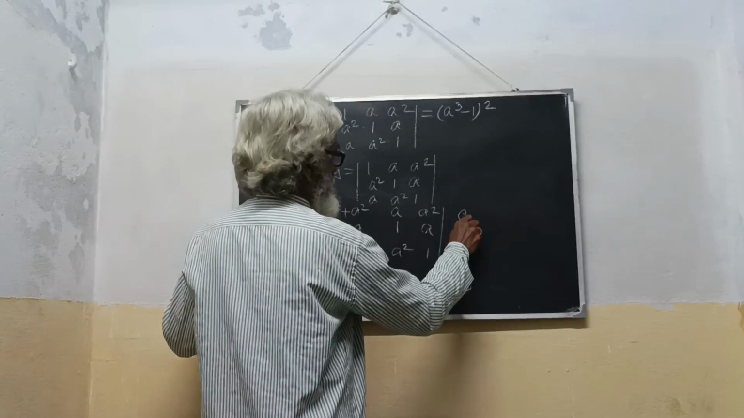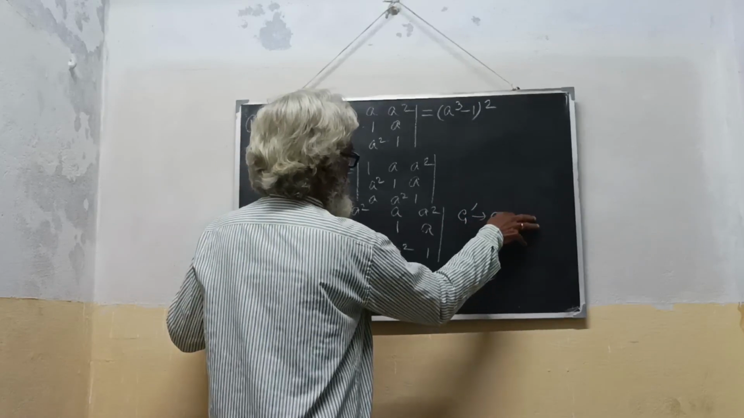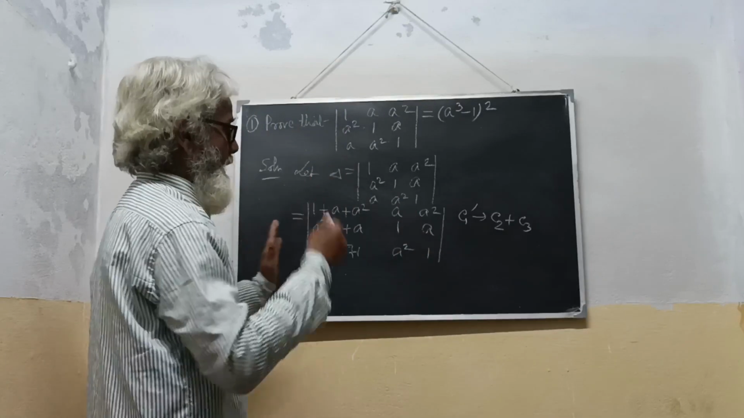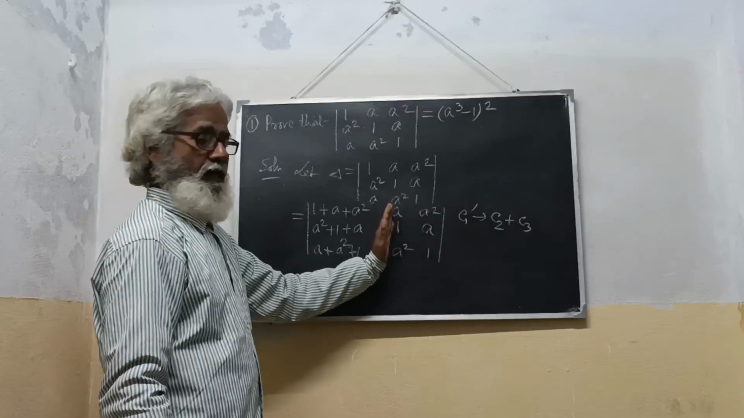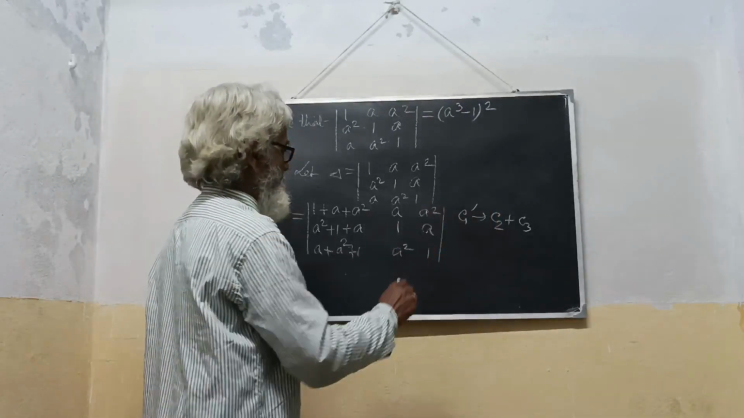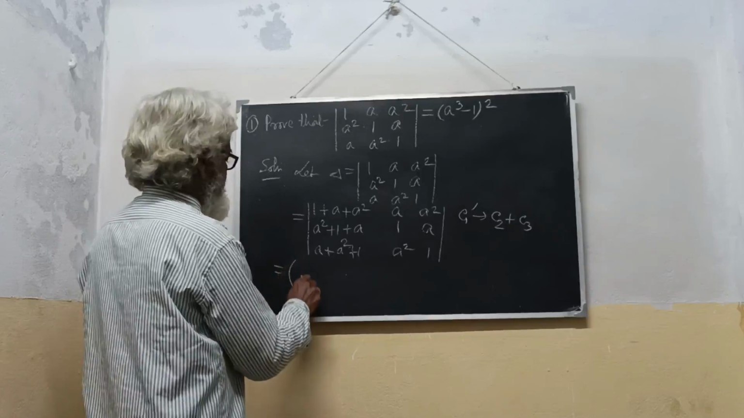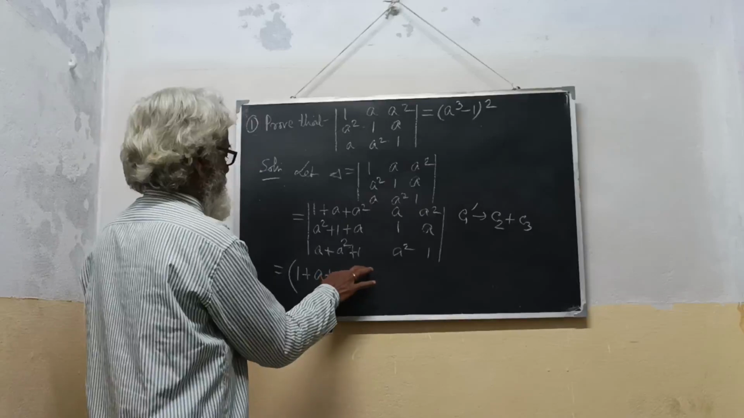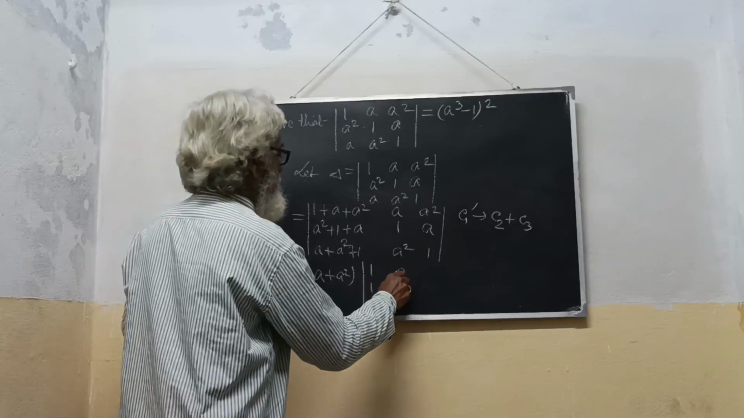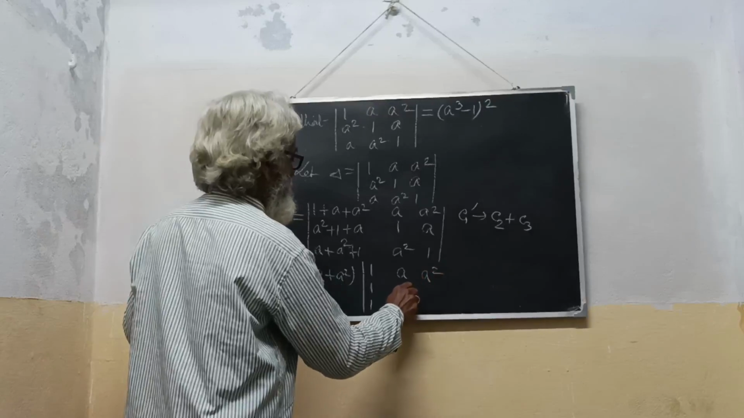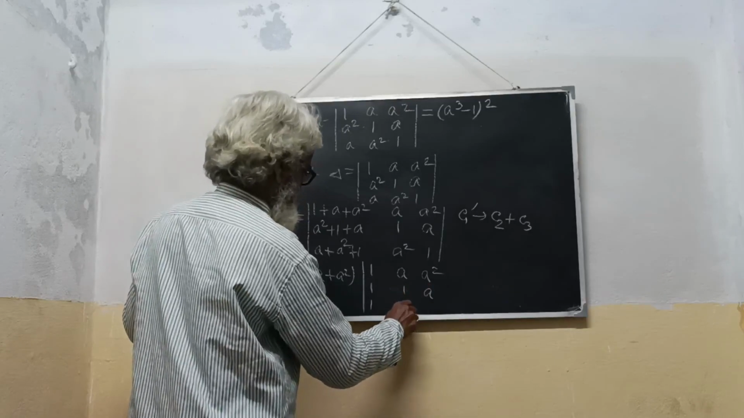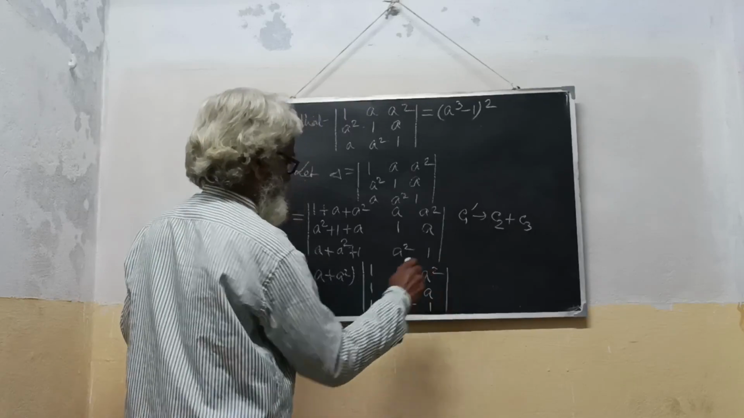What is the operation? C1 dash goes to C1 plus C2 plus C3. That is, adding the elements of the second and third columns to the corresponding elements of the first column, and the symbolic notation is like this. Now you take common 1 plus a plus a squared, leaving the column 1, 1, 1, and the other columns a, a squared, 1 and a squared, 1, a. Okay.